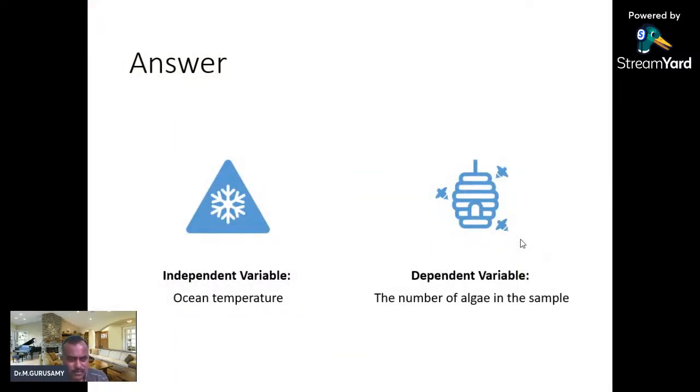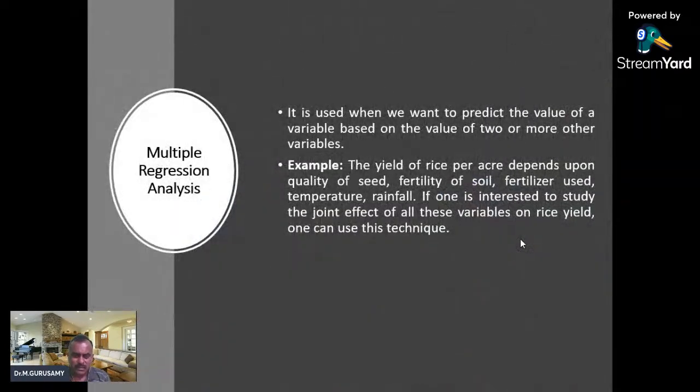Yes. So the ocean temperature is an independent variable, right? The number of algae in the sample is a dependent variable, right? Now come to multiple regression analysis. Multiple regression analysis predicts the value of a variable based on the value of two or more other variables.